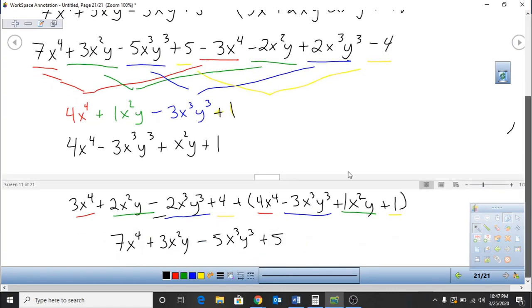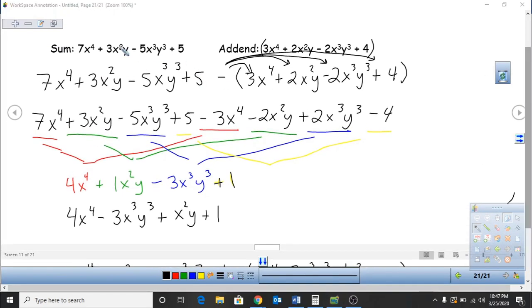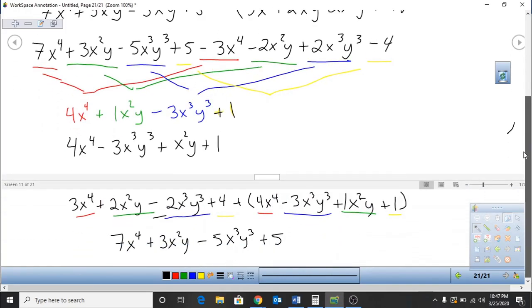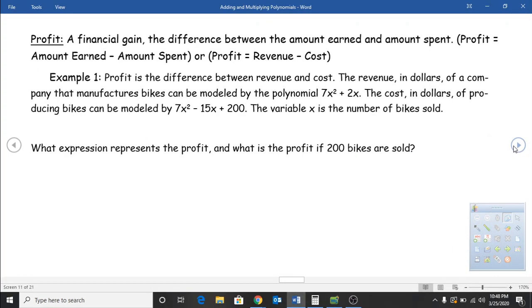So if I compare this, 7x to the 4 plus 3x squared y, to this over here, that's still correct. My final one should be a negative 5x cubed y cubed and then a plus 5. So I do have a negative 5x cubed y cubed and a plus 5, so this does happen to work out. It seems like a lot of steps, but it doesn't hurt to double check, and this is the way that you would find the other addend. You may see questions similar to this, so even though it might seem like a process, don't be afraid to work these problems out because they are solvable.